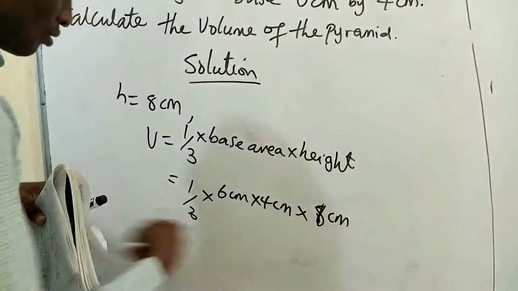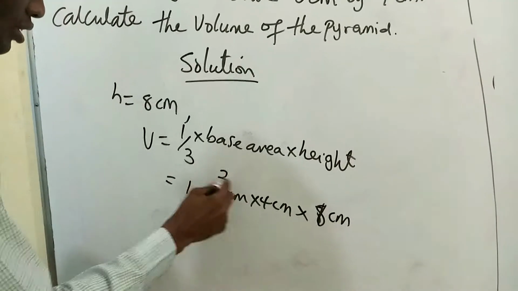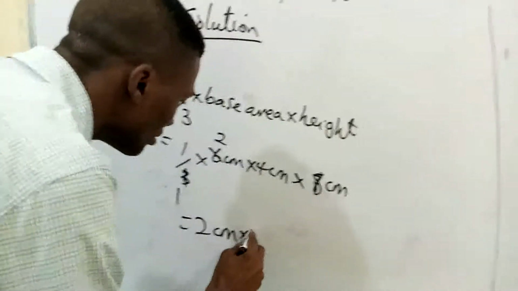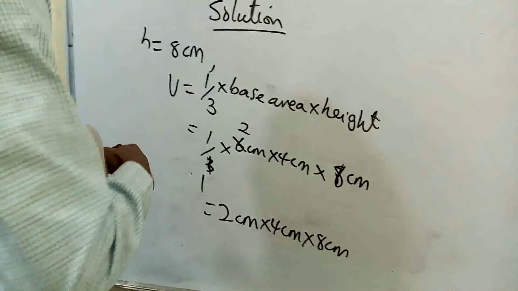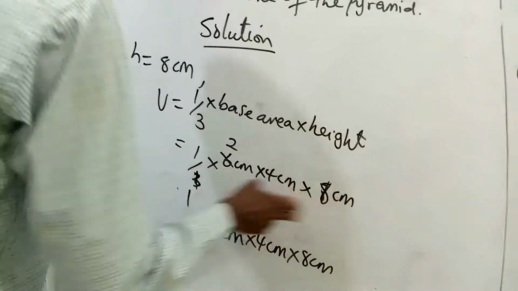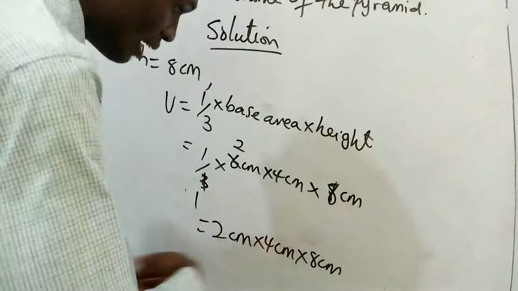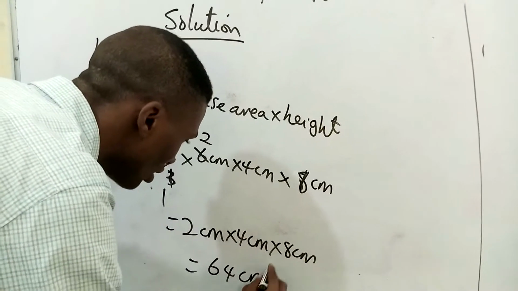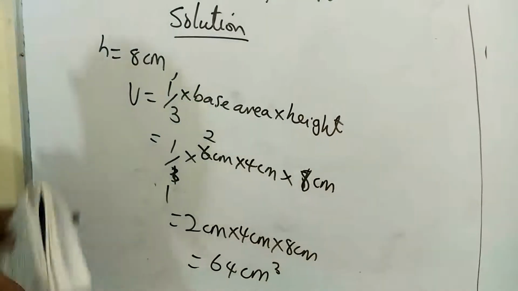So at this point, we divide. 3 into itself is 1, into 6 is 2. So we have 2 cm times 4 cm times 8 cm. 2 times 4 we have 8, and 8 times 8 we have 64 cm cube. 64 cm cube. That's the volume of that pyramid.